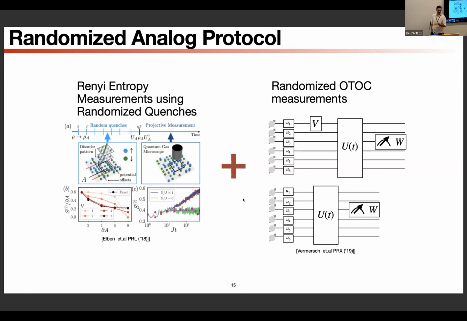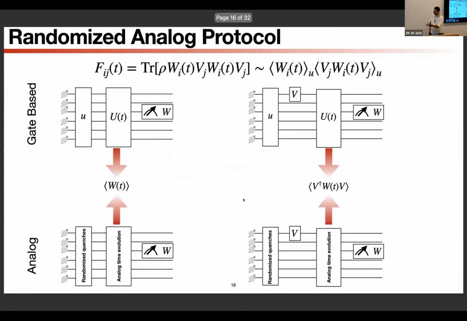So our idea was to combine the existing randomized OTOC procedure with the idea that came from the same group that replaces these random global unitaries by randomized quenches. They show that by doing randomized quenches, you can actually calculate Renyi entropies. They also talk in their papers about this being possible for OTOCs too, but they never actually went ahead and did that. So our idea was to do that and measure OTOCs on Rydberg arrays.